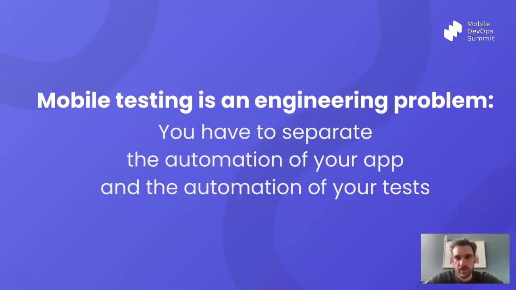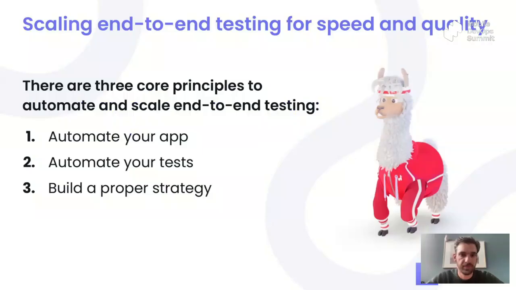And the second statement is probably not unique, but a little bit more unorthodox. I really believe that when you want to do automation, you really have to separate two sets of problems: the automation of your app and the automation of your tests. Making this distinction really helps put a good testing strategy in place for mobile, because it allows you to see that they actually require very specific needs on both sides.